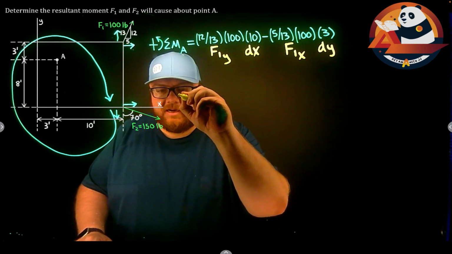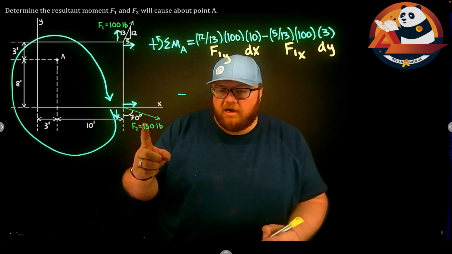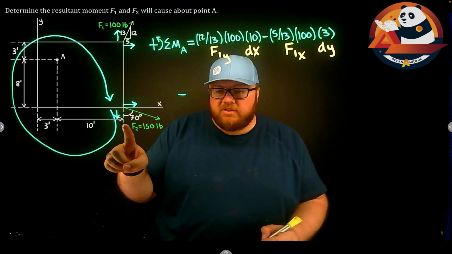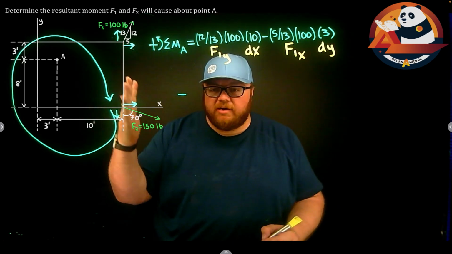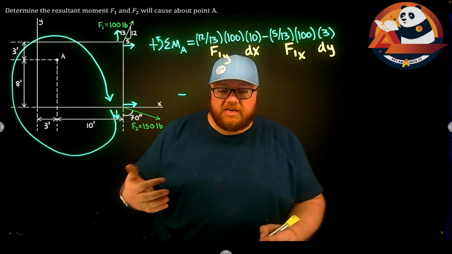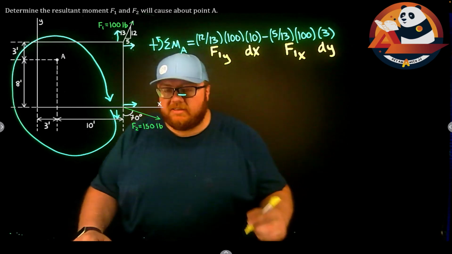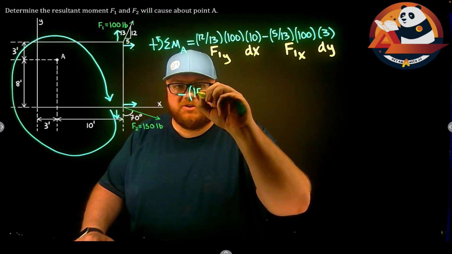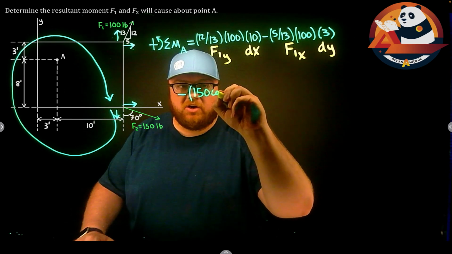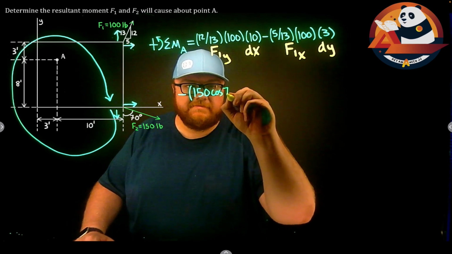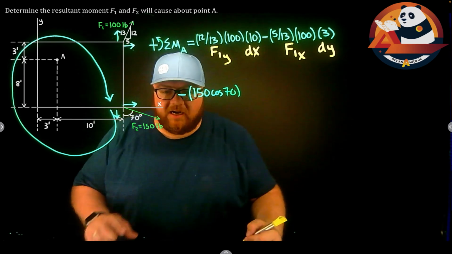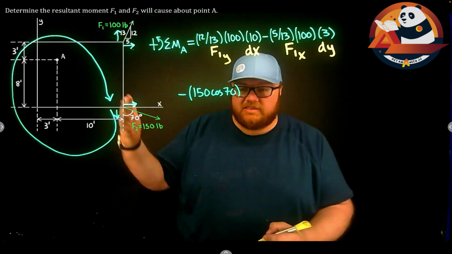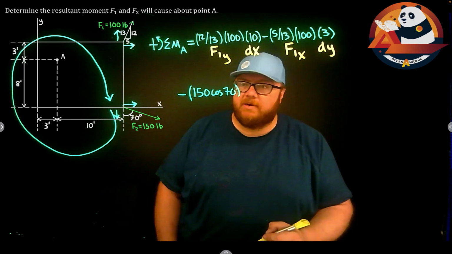Minus F2y. Well, my angle here, it's measuring from vertical. And my angle symbol touches a y component here. That means that y component is adjacent. I need to use cosine for this. So minus my force's y component, 150 cosine 70. Because we're coming from vertical for our angle, cosine goes to the y component. It is adjacent to how the angle is measured.